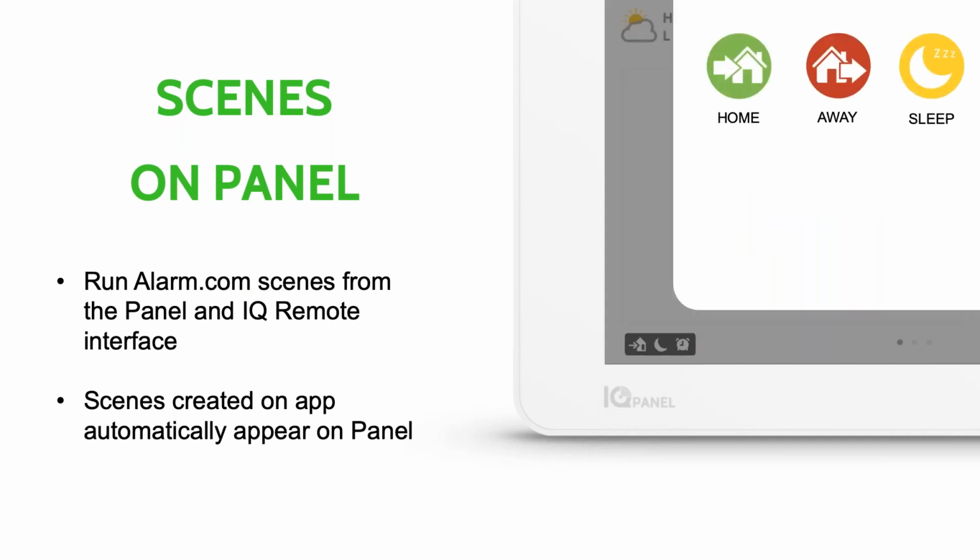Oh. So there you see, when you touch the scenes button there on the bottom left-hand corner, you'll see the scenes up there: home, away, sleep. And those are the different options you have. Question, Kevin, have we had any good questions coming in yet?